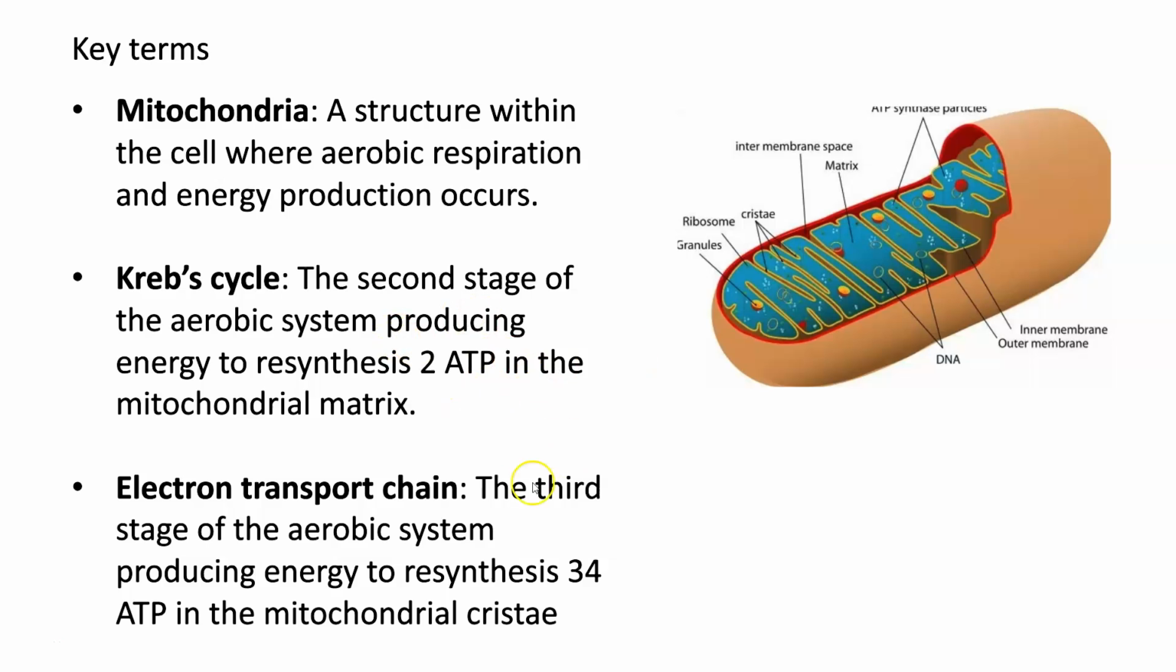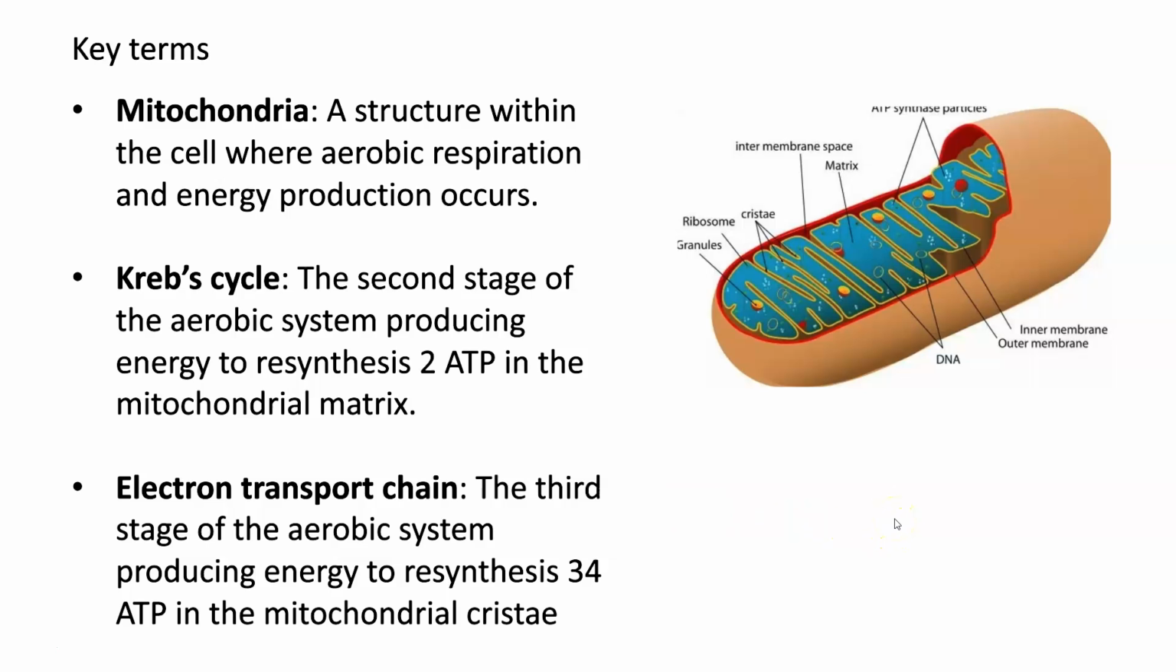So this is really brief, just a quick summary of what we need to know. We are going to know how 2 ATP are produced during the Krebs cycle, and then how we get this huge yield of 34 ATP during the electron transport chain.